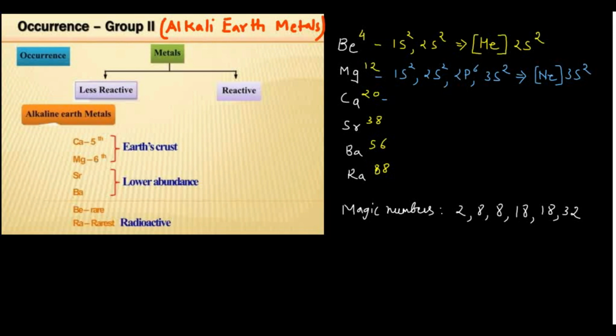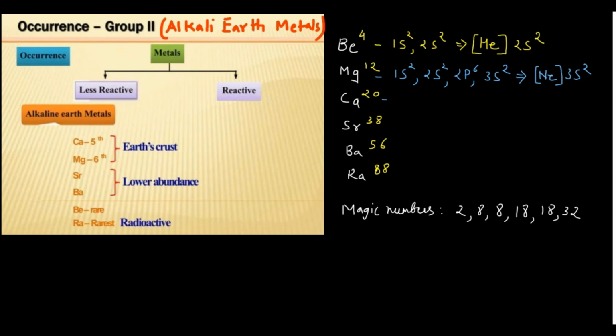Now I'm going to start the group 2 metals, which is technically known as the alkaline earth metals. Here you can see I have written group 2 metals. Why are they metals? Because they are electropositive. They have the tendency to lose electrons to form positive ions.